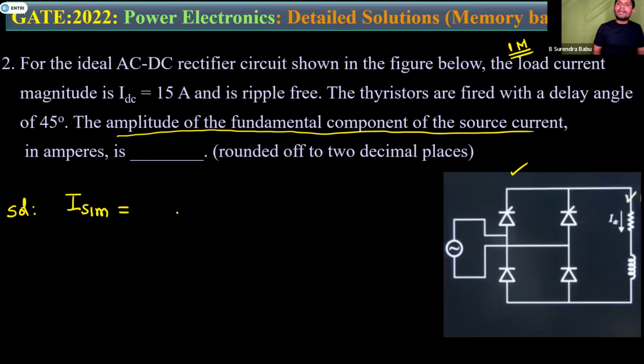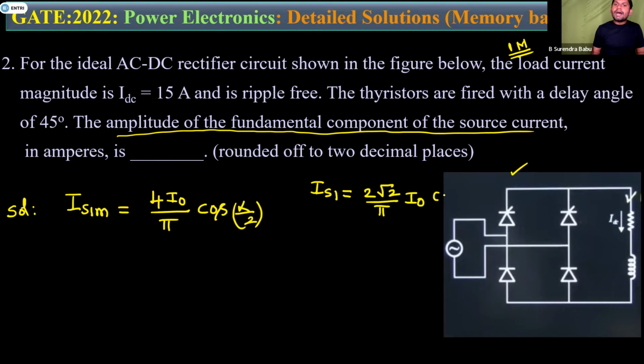The peak value of the fundamental source current is 4 I naught by pi into cos alpha by 2. If it is a single phase full wave rectifier, it is directly 4 I naught by pi. If you want the RMS value, it is 2 root 2 by pi into I naught into cos alpha by 2. What is the RMS value of the fundamental source current? The RMS value of the fundamental source current is 2 root 2 by pi I naught into cos alpha by 2, because it's a semi-converter. If it is a full wave rectifier, you don't get the cos alpha by 2 factor.